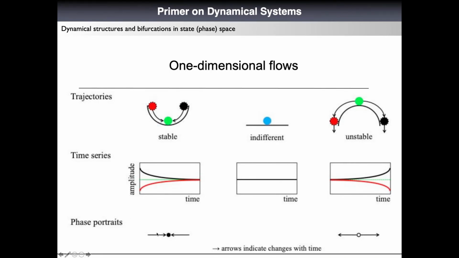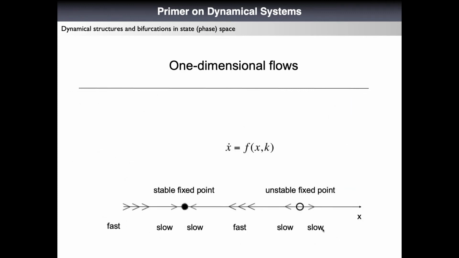The corresponding representation in the phase space, remember, we only have one variable, so the phase space is actually a line. And in this line, a stable point is symbolized like here, a filled dark dot, which attracts the flow from both directions, whereas an unstable point is symbolized as an empty circle that sends the flow away, repels the flow away from it.